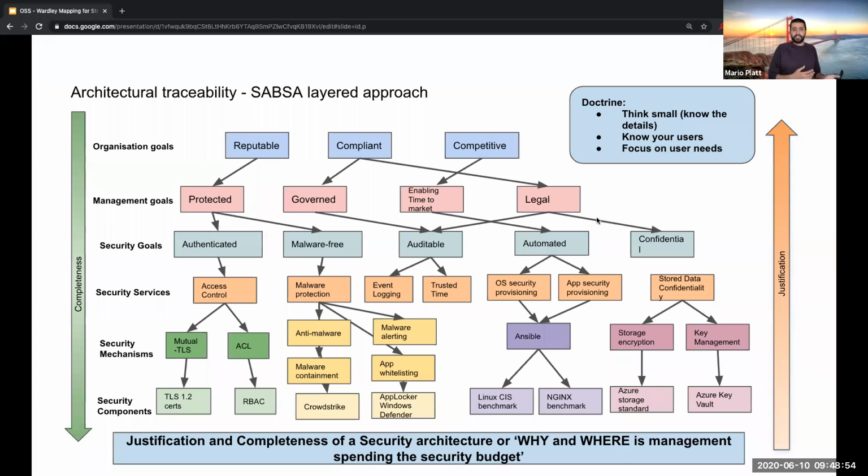And SABSA is brilliant at this, as it allows us to anchor our security programs on business goals in business terms, and ensure that we can both justify and ensure the completeness of our approach. So SABSA is a modeling technique, so it takes a lot of time, but in my opinion, it's worth the investment. And at that point, we can drill down from high-level goals to security goals, down to the level of services that are provided by the teams and the mechanisms that they're using.